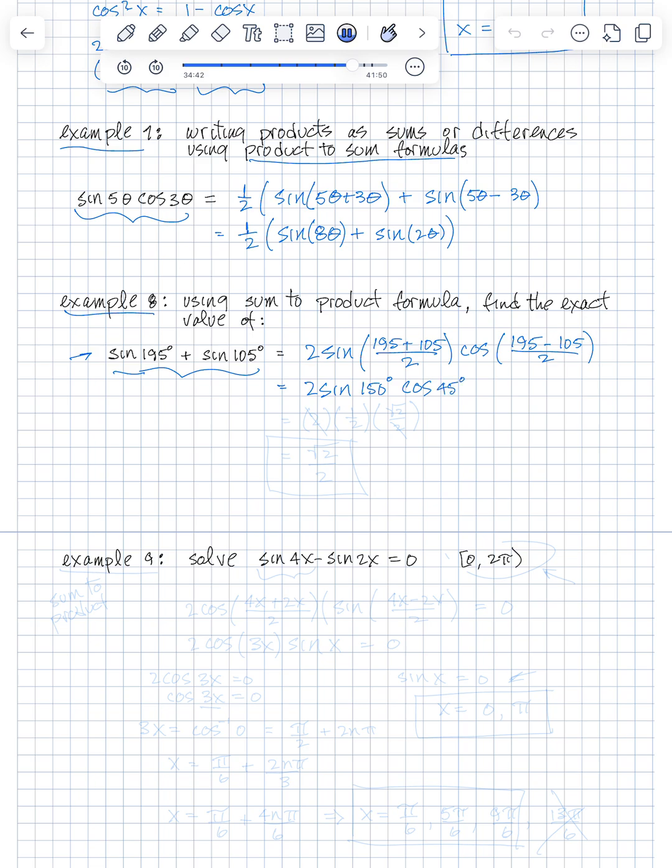Now, looking at the unit circle, we have 2 times the sine of 150, which is 1/2. And the cosine of 45 is square root of 2 over 2. So final answer, this is 2 square root of 2 over 4. But this 2 will cancel with that 2. So it looks like it's just the square root of 2 over 2.